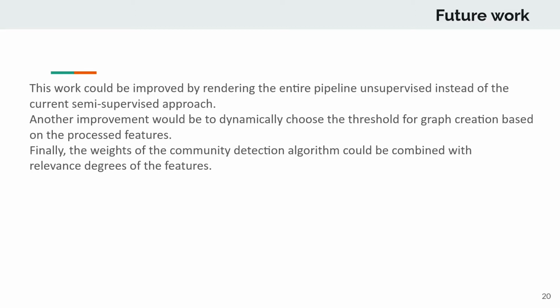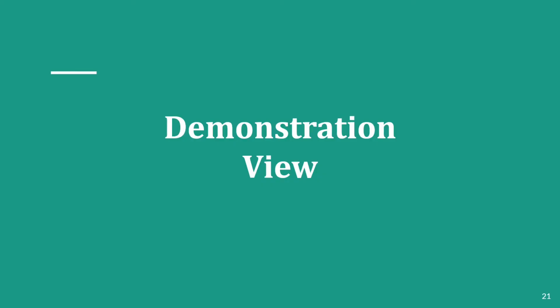In the near future we plan to make the pipeline completely unsupervised, and we also want to be able to set a dynamic threshold to be used in the graph encoding. Finally, we are evaluating if the use of relevance weights extracted from the supervised procedure can be used in combination with the current weights. Let's present FeatTS with two main scenarios.